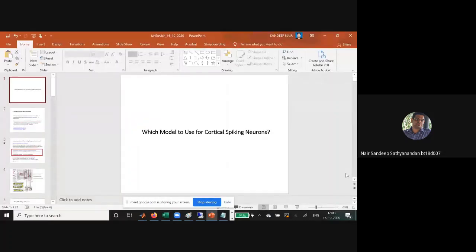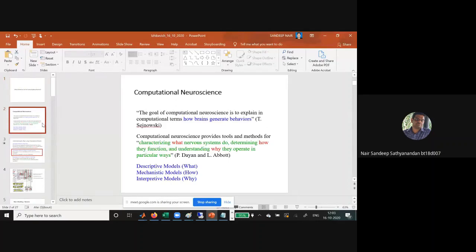Let us look into the demo of the Izhikevich neuronal model. So first, let us cover a brief background about the neuronal models that we have seen during the last classes. The brain networks work in coordination in order to generate the behavior.